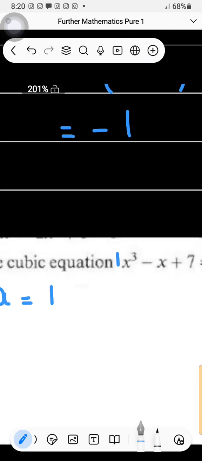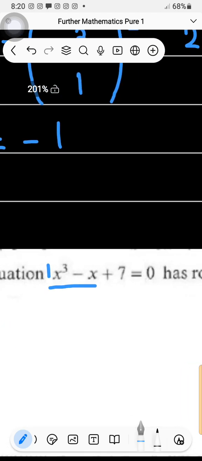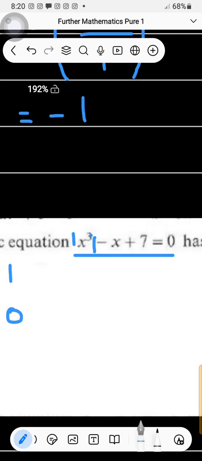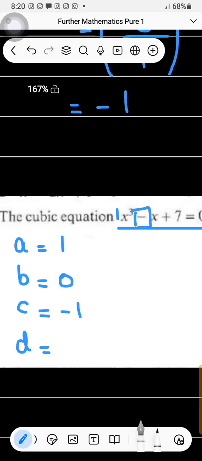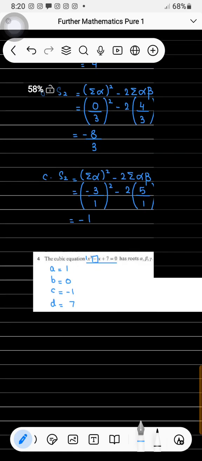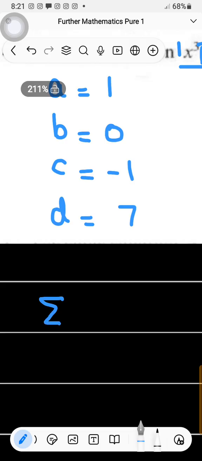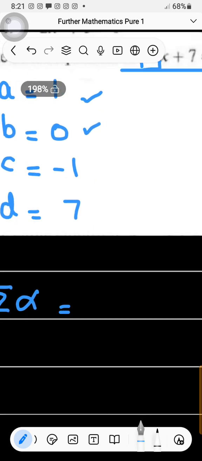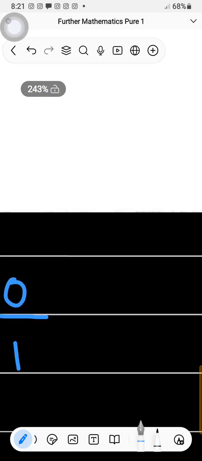A is 1. B is the coefficient with x square. In the equation there is no x square, it means B is 0. C is the coefficient with x and there is negative 1 with x. And D is a constant which is positive 7. First, it is asking to find the sum of alpha. So for the sum of alpha, we know the formula is negative b upon a. It means negative 0 upon 1, which becomes 0.